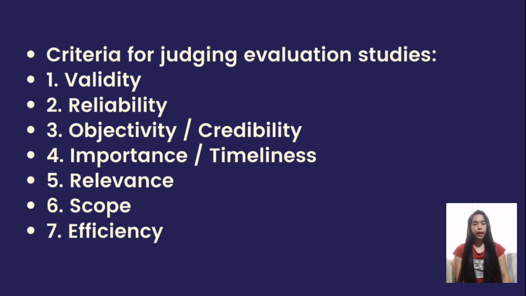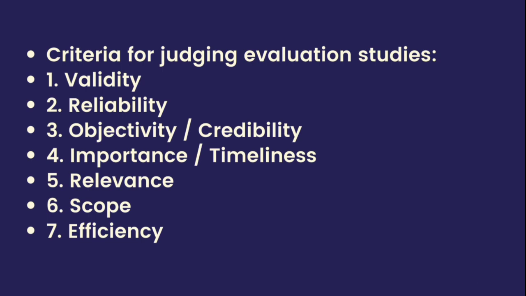Number six is the scope. The scope will help you to better understand your target audience's needs and how to meet these needs, and design objectives that are achievable more effectively and efficiently. And last criteria is the efficiency. This is concerned with the process by which the plan is delivered to produce the outputs.